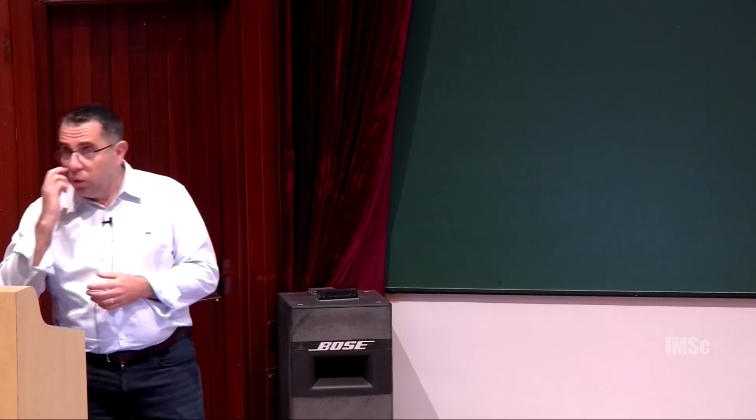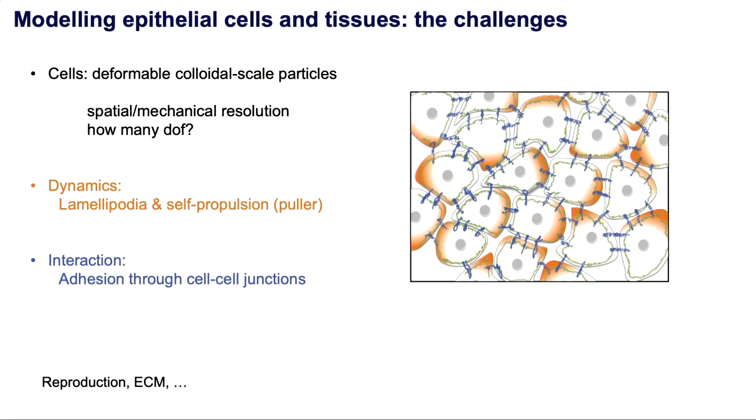And then, of course, you have a tissue, which is a collection of cells. So you have many cells, and the cells are interacting. You need to describe this interaction, which is mediated by the cell-cell junction. The typical length of this cell-cell junction is much smaller than the typical size of the cell. So these are kind of sticky particles, if you want. And so you have to describe this kind of interaction.